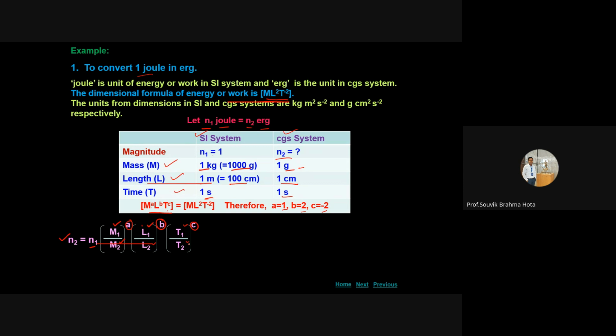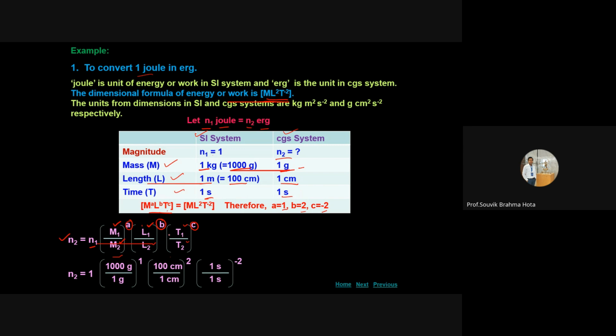Now what is your M1? See, this is your M1 in this case. M2, that is your M2. So you see, M1 is 1 kg, and 1 kg you should not write in kg because you should compare with gram now. So you write 1 kg means 1000 gram, and then M2 is 1 gram. Similarly, L1 is 100 centimeter, so L2 is 1 centimeter, and in time both of them are 1 second.